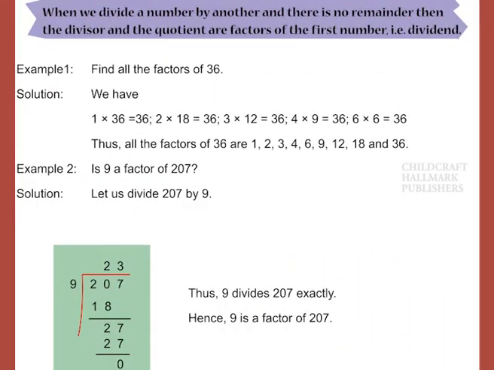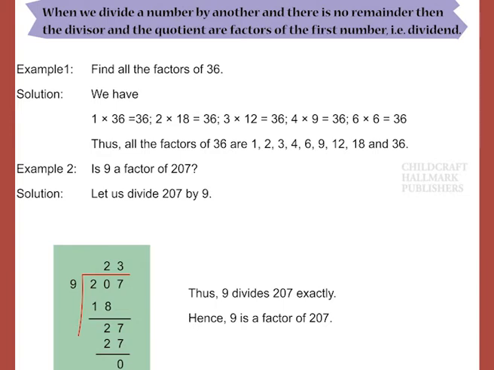Example 1. Find all the factors of 36. Solution. We have 1 into 36 is equal to 36. 2 into 18 is equal to 36. 3 into 12 is equal to 36. 4 into 9 is equal to 36. 6 into 6 is equal to 36. Thus, all the factors of 36 are 1, 2, 3, 4, 6, 9, 12, 18 and 36.